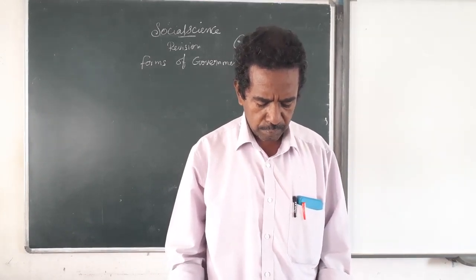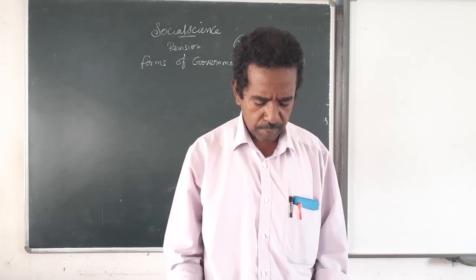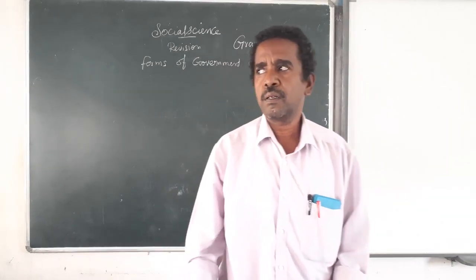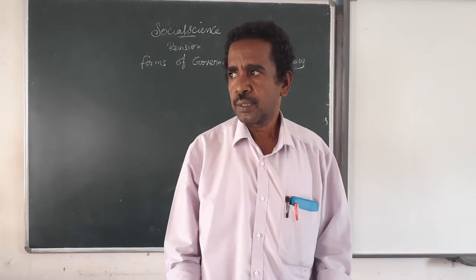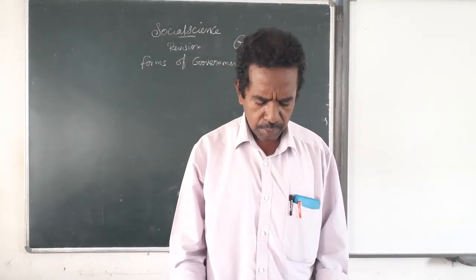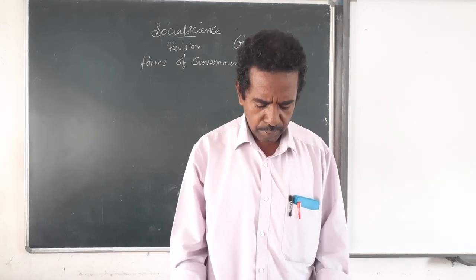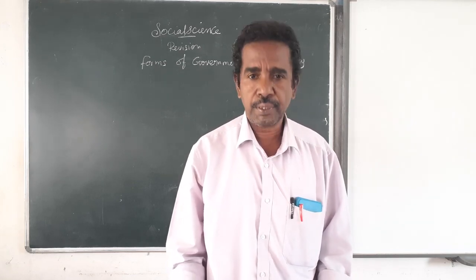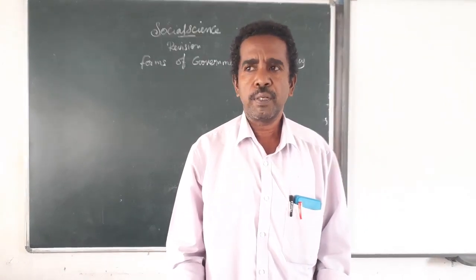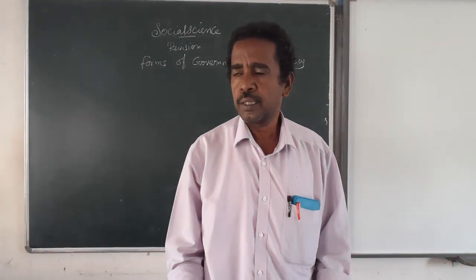Third one, an example for direct democracy is Switzerland. Switzerland is also a small country. There direct democracy exists. India has a parliamentary form of democracy. The Parliament House is located in New Delhi.